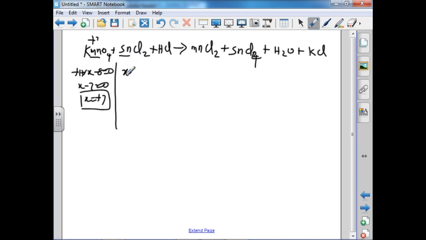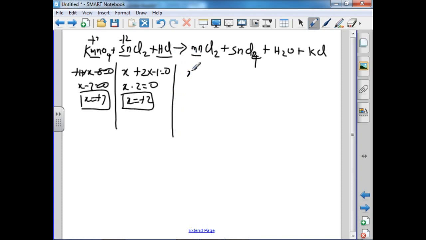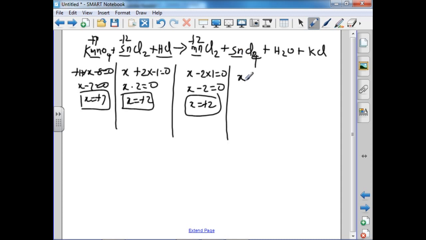Next, tin: x plus chlorine. The oxidation number of chlorine is minus 1. So x plus 2 into minus 1 equals 0, x minus 2 equals 0, x equals plus 2. The oxidation number of Sn in SnCl2 is plus 2. There is no change in hydrogen and chlorine. Then Mn in MnCl2: x minus 2 into 1 equals 0, x equals plus 2. Next, identify Sn in SnCl4: x minus 4 equals 0, x equals plus 4.